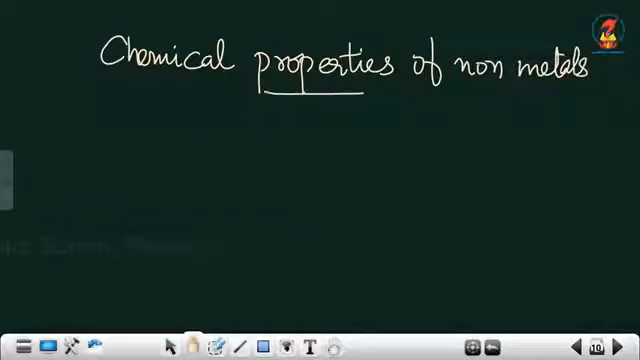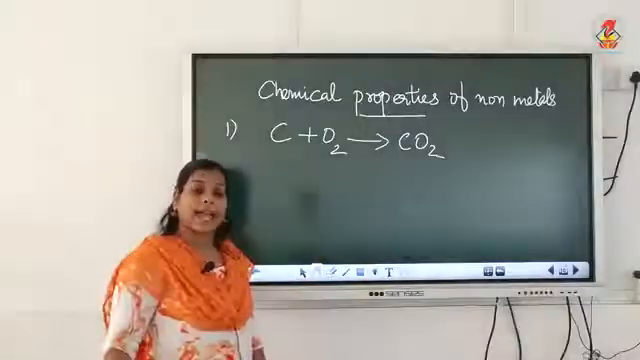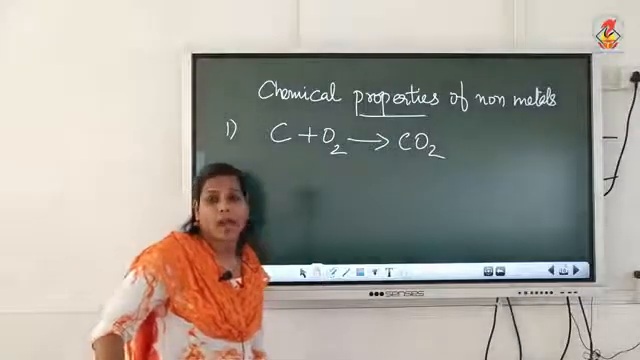Now, we can see one by one the chemical properties of non-metals. First one: we have seen in the case of metals, metals react with oxygen to produce metal oxides, isn't it? In the same way, non-metals also react with oxygen to produce non-metal oxides. For example, carbon. Carbon is a familiar non-metal for you, right? So, carbon reacts with oxygen to produce carbon dioxide. So, non-metals react with oxygen to produce non-metal oxides.